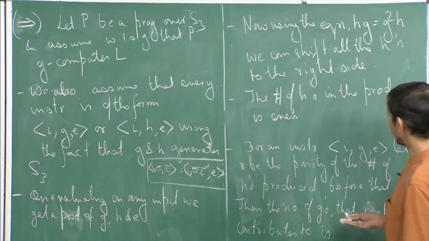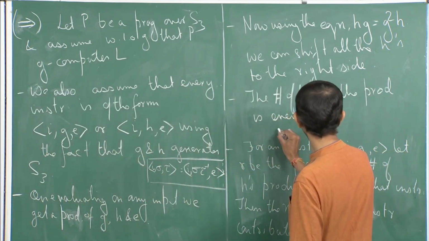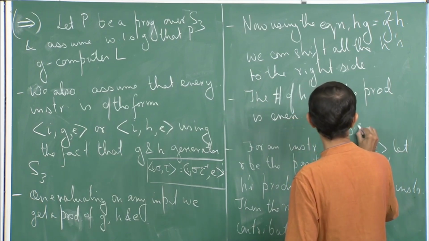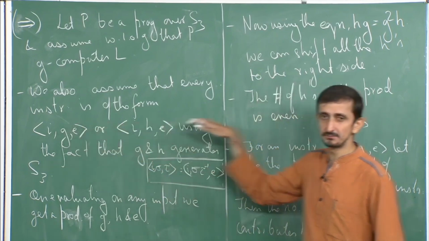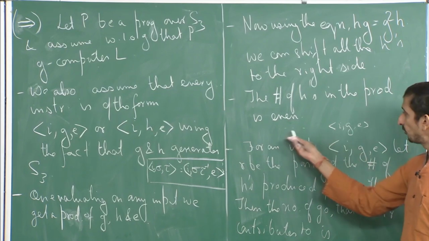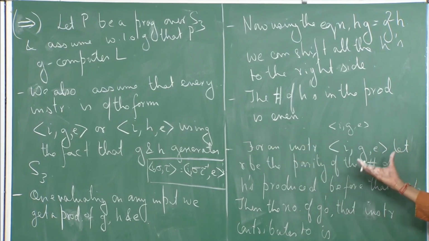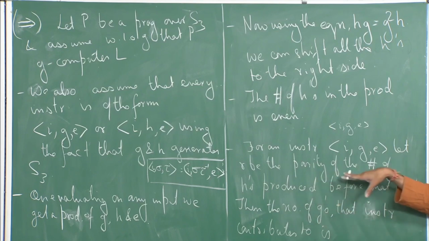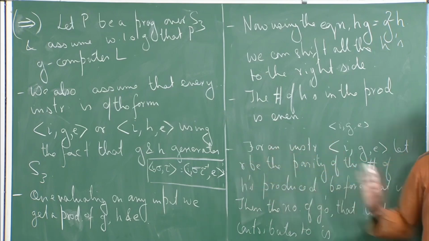So think of this as follows. We have a sequence of instructions and then somewhere I have an instruction IGE. So I am looking at this program now. I have a sequence IG. Before this there were some instructions which were outputting H. Let R be the parity of the number of H's produced by all those instructions. How many H's am I getting? If that number is odd, then R is 1, if that number is even, then R is 0.